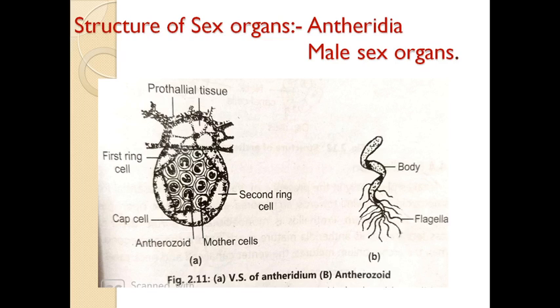The wall of each antheridium is made up of three cells. The proximal one is the first ring cell. See the proximal cell, it is a ring cell. The middle one is the second ring cell. And the apical third one is called the cap cell. See the first ring cell, then the second ring cell, and this third cell is called the cap cell. Each antheridium is filled with antherozoid mother cells.